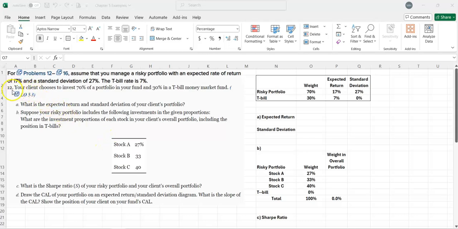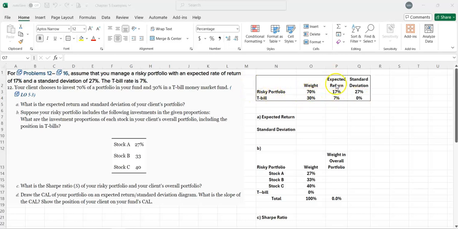Okay, so this is problem 12 from chapter 5. For problems 12 through 16, you assume that you manage a risky portfolio with an expected return of 17%, standard deviation of 27%, T-bill rate is 7%, which happens to be a risk-free rate. Your client chooses to invest 70% of the portfolio in your fund and then 30% in the T-bill. So I've recreated all that in a table over here.